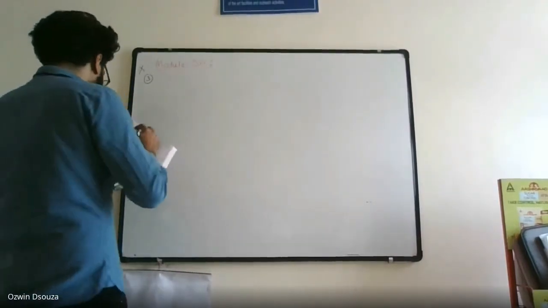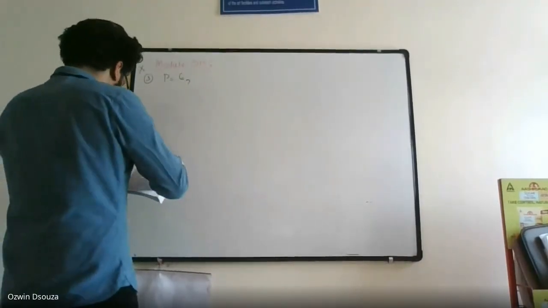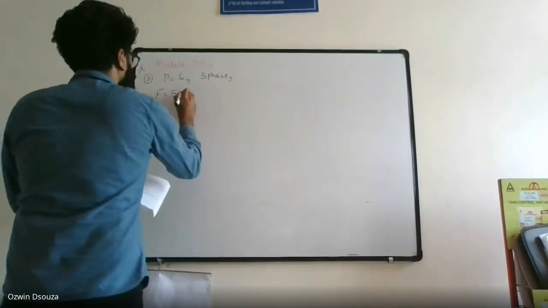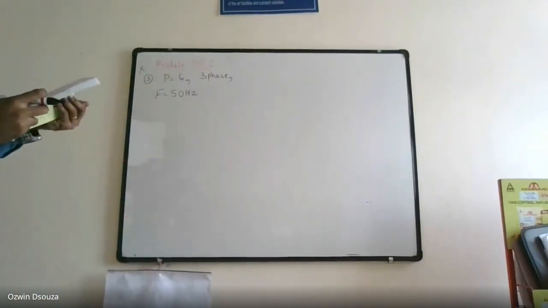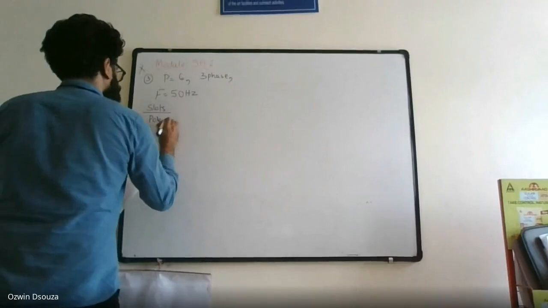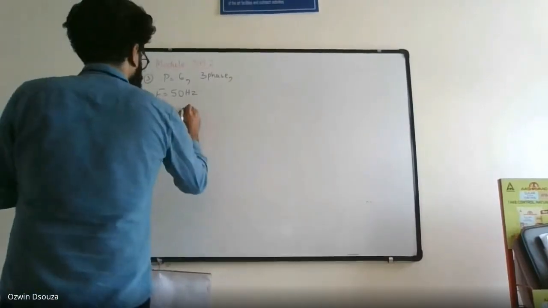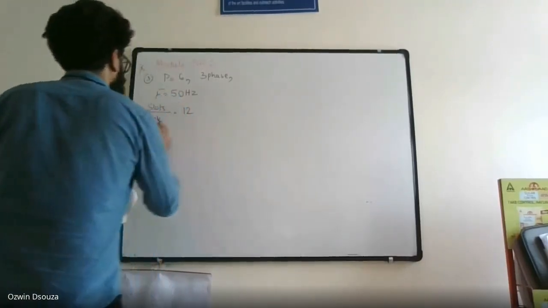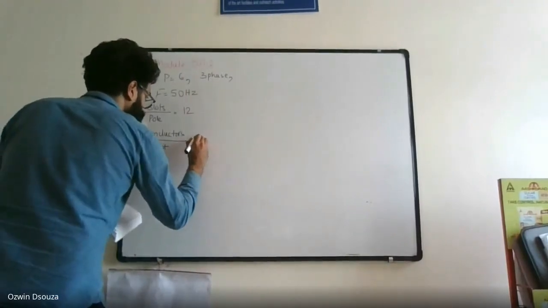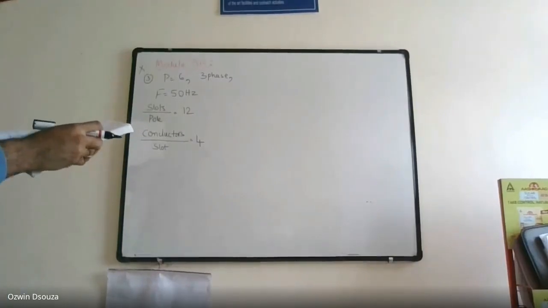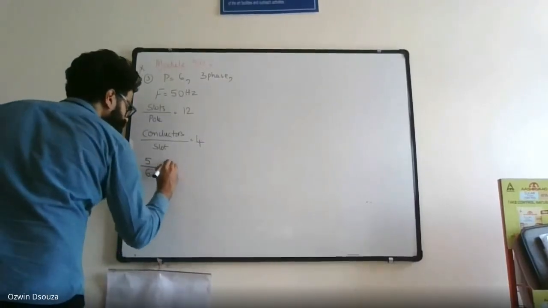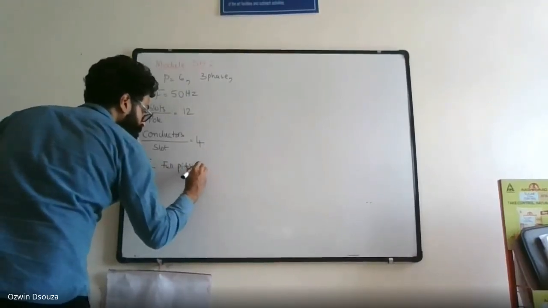So copy the statement. A 6-pole, 3-phase, 50 hertz alternator has 12 slots per pole and 4 conductors per slot. The winding is 5/6 full pitched.